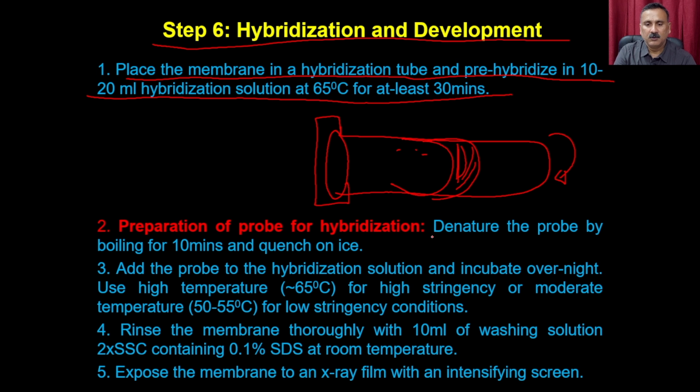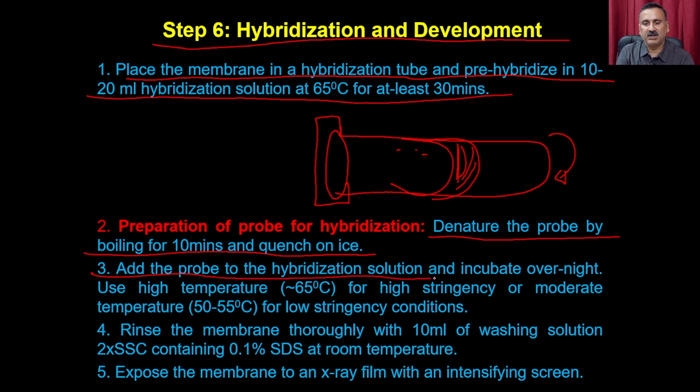Okay. So, you denature the probe by boiling for 30 minutes and quench it on ice. Before you start the hybridization, you denature the probe so that it is present as single stranded DNA. If you heat it at high temperature and then cool it on ice, it is going to remain as single stranded DNA.